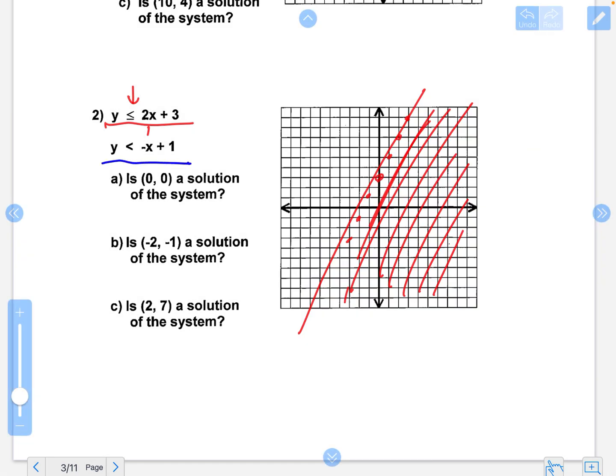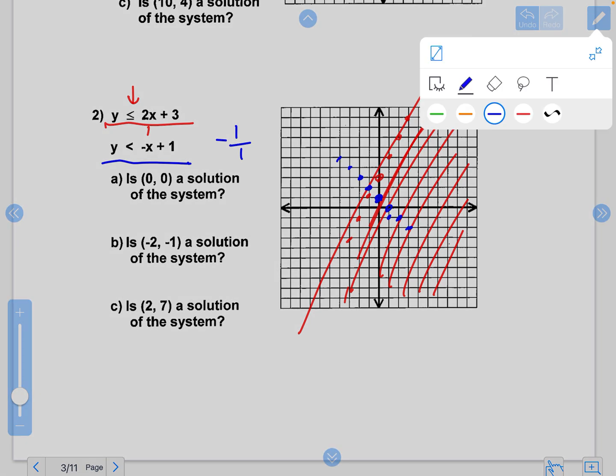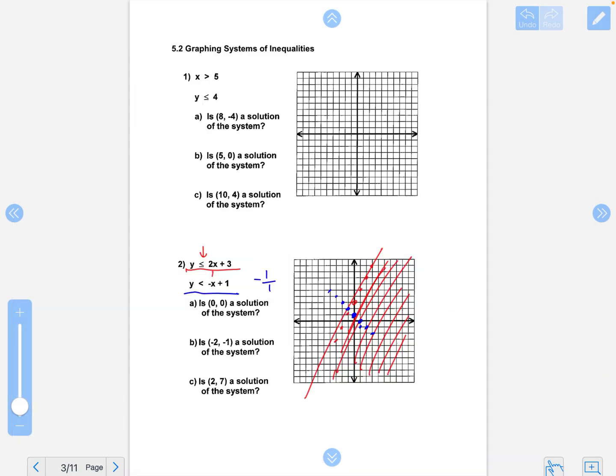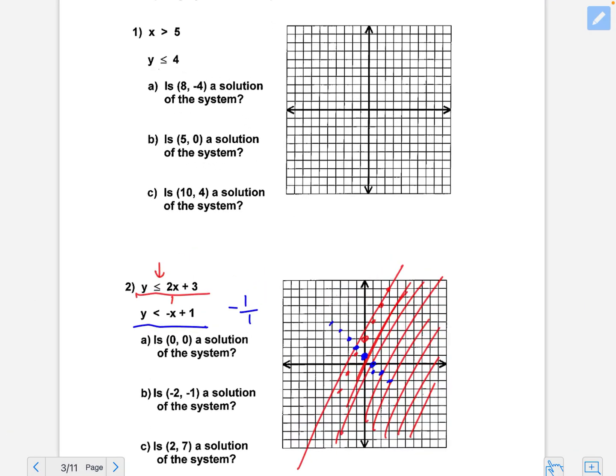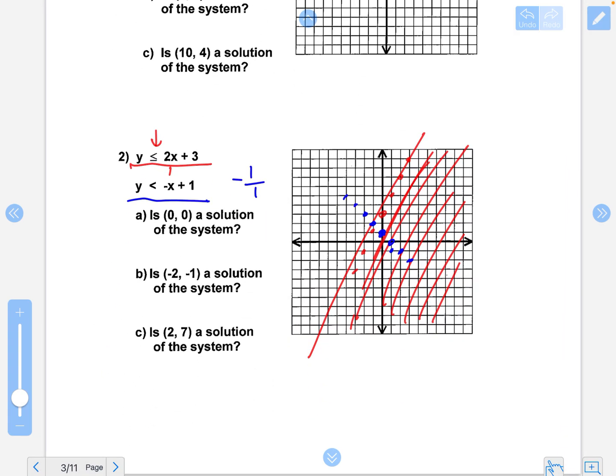Now this one starts at 1, and then it's a negative slope. This negative in front of the x means negative 1 over 1. So, whoops, I missed. Down 1 over 1, down 1 over 1. Is it dashed or solid? I know there's a way I can get a dashed line here. It is dashed. I can't figure it out right now, so I'm just going to do that.